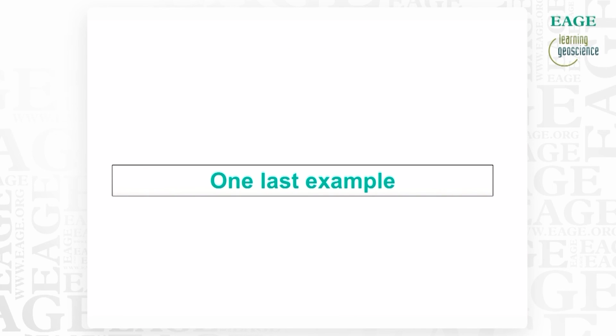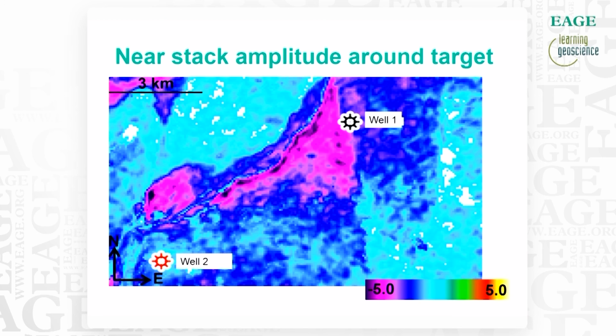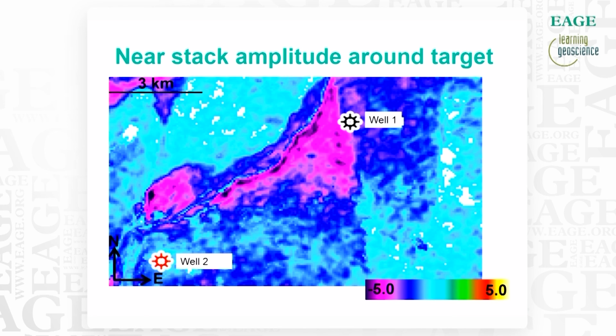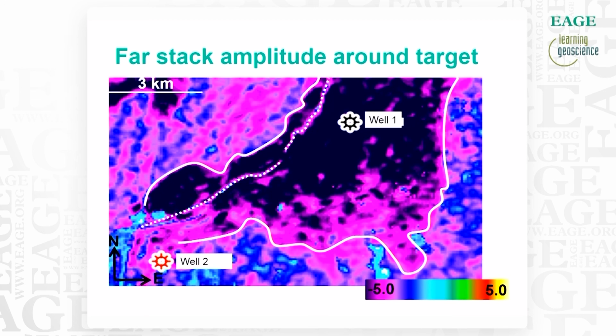Here is a near stack amplitude map around the target. Here is the far stack amplitude map around the target. Comparing to the near, you can see the AVO anomaly. And with that, you can interpret the reservoir extension shown in the white line.